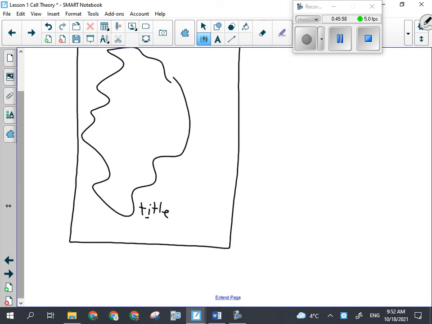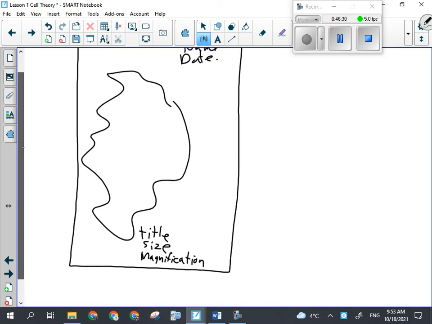The title, the size, and the magnification all go underneath. And your labels all go to one side. Okay? We don't want this amoeba to look like it's exploding. Because that's what some people do. They put the picture right in the middle and they've got labels going everywhere. And it looks like the amoeba, or whatever it is you're drawing, is exploding, and it looks very disorganized. So what we want is all of our labels to go to one side and we want them to be straight lines.